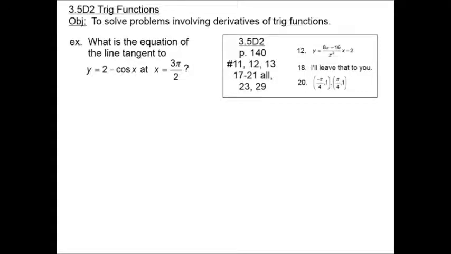We're talking about 3.5 Day 2, trig functions. We're going to be solving problems involving derivatives of those trig functions we talked about in the previous lesson. First of all, what is the equation of the line tangent to y equals 2 cosine x at x equals 3 pi over 2?